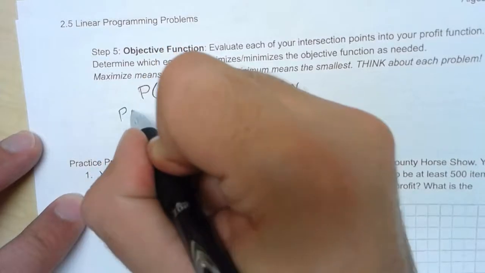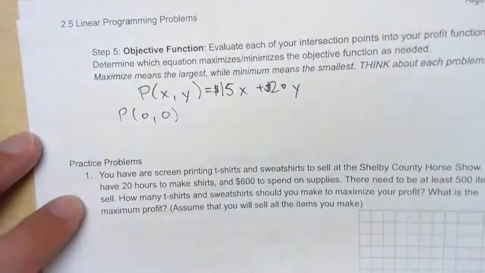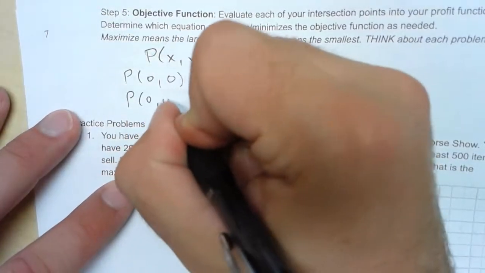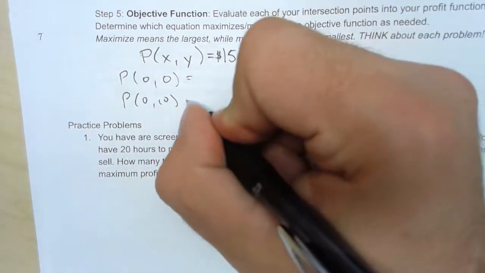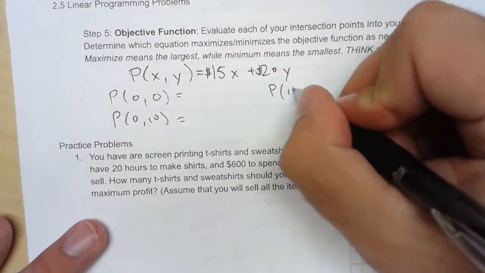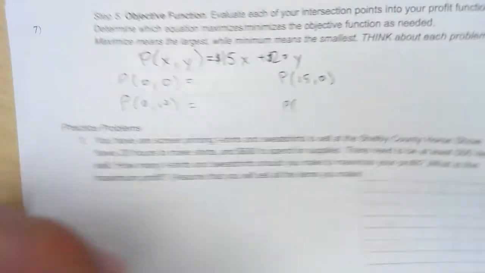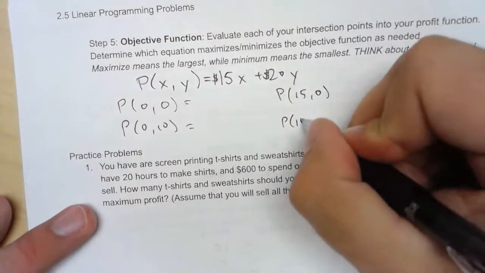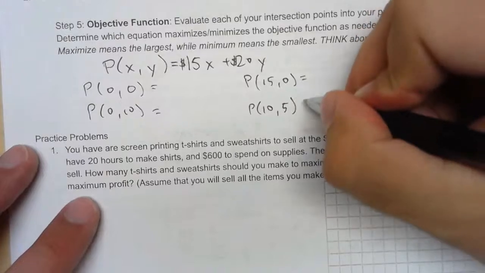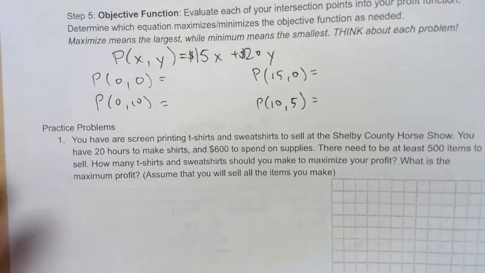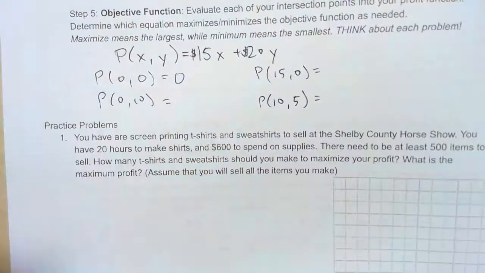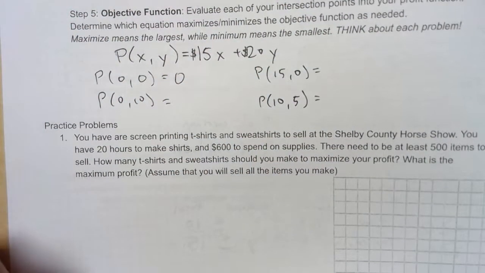So we're going to evaluate each of those 4 points we have. So P of 0, 0, P of 0, 10, P of 15, 0, and P of 10, 5. And we're going to figure out which one of those is the biggest, because we're looking to maximize our results. So 0 of those and 0 of these is going to give us 0 profit. We're not going to be making anything at all.